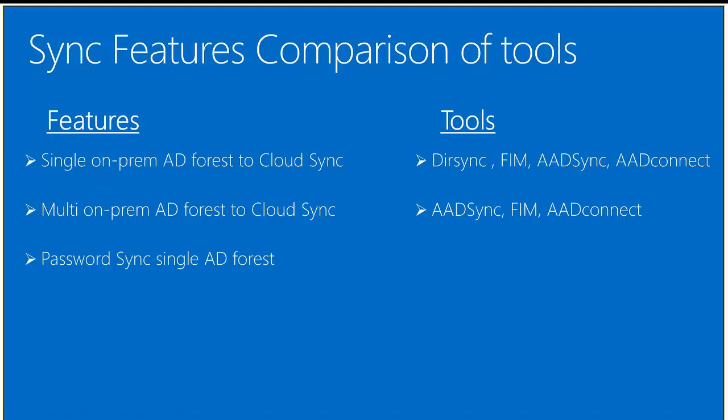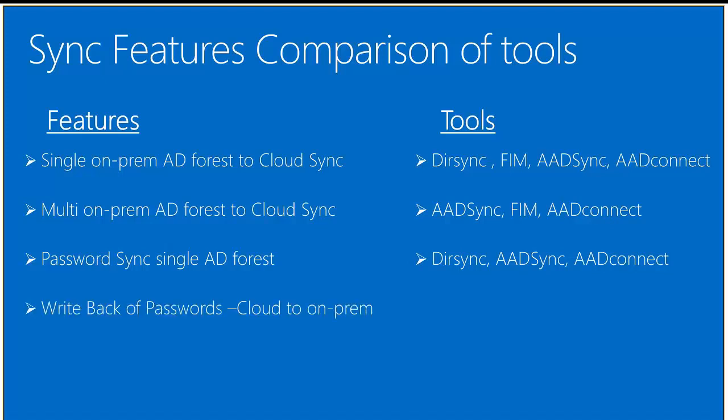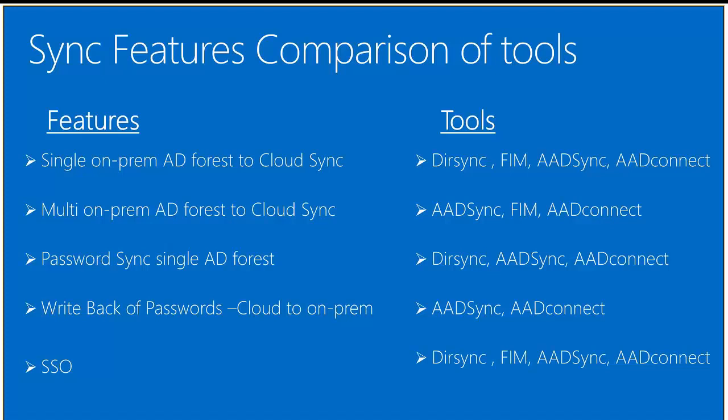What if I want to synchronize my passwords from a single Active Directory forest? Then you can use DirSync, Azure Active Directory Sync, or Azure AD Connect. Write back of passwords: I want to write back passwords from the cloud to my local on-premise server. Then you can use the Azure Active Directory Sync tool and the Azure Active Directory Connect. And single sign-on, so being able to log in with the same user and password credentials. Then you can use the Directory Synchronization tool, Azure Active Directory Sync, Azure AD Sync, Azure AD Connect with Forefront Identity Manager.